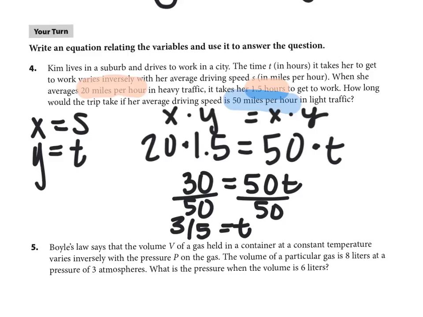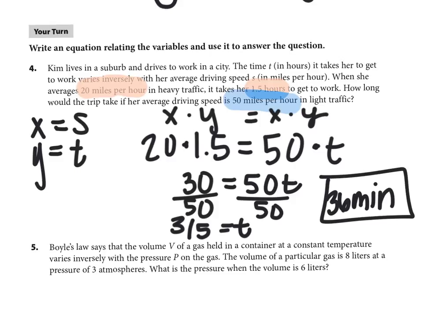And it wants to know how long that trip would take, so that's 3 over 5. Our time was in terms of hours, so that's 3/5 of an hour, which would end up being 36 minutes. So that's how long her entire trip would take, 36 minutes. But you could also leave 3 over 5 hours. That would be acceptable as well.